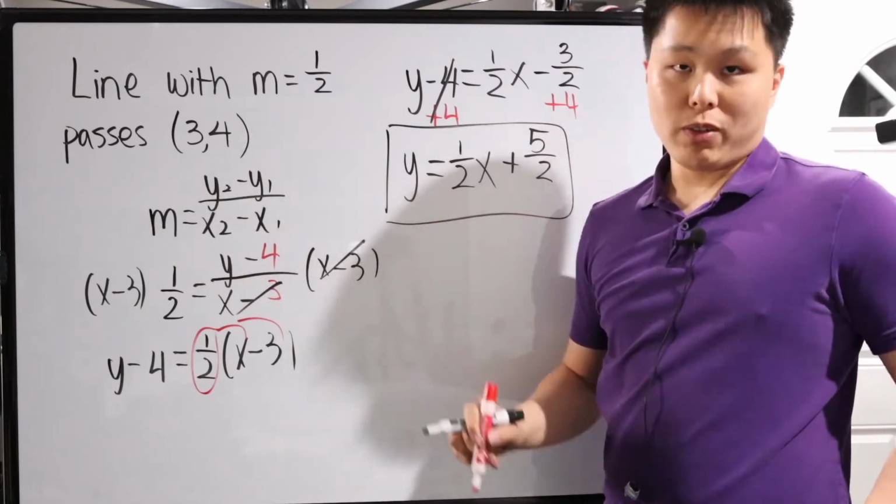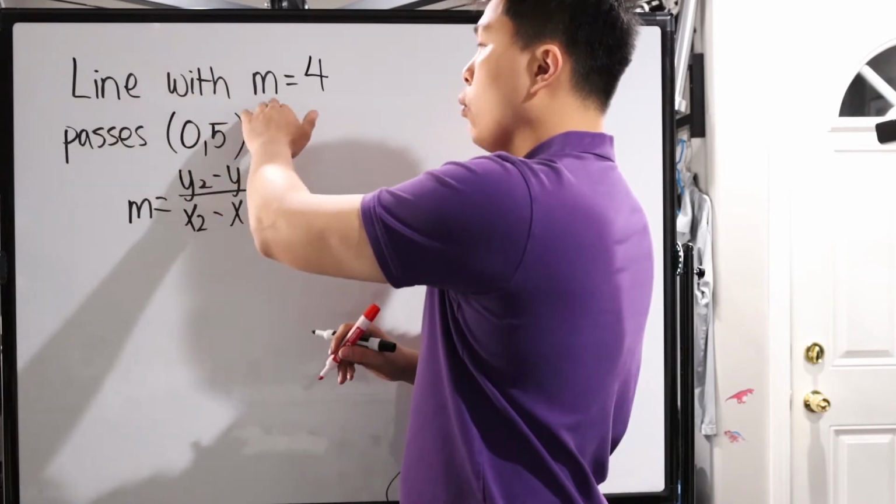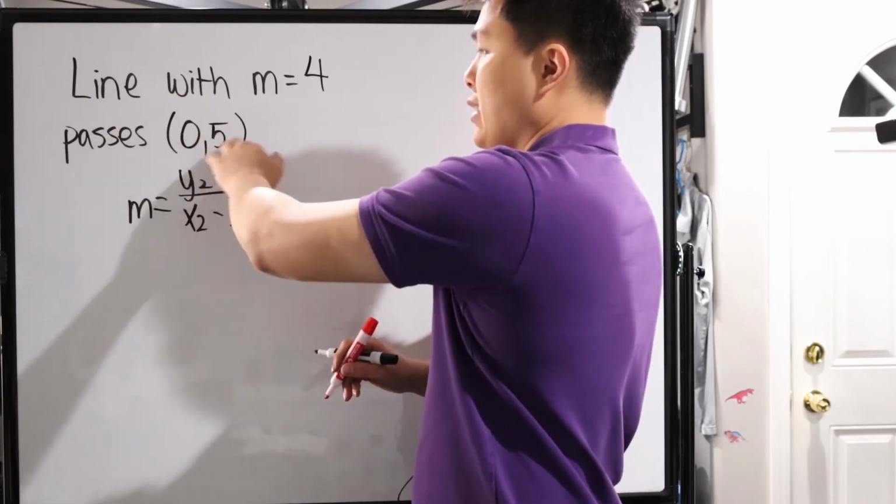And this would be our line with the slope 1/2 that passes through the point 3, 4. So for this second problem, we have another one where we want to find a line with the slope 4 that passes through the point 0 comma 5.